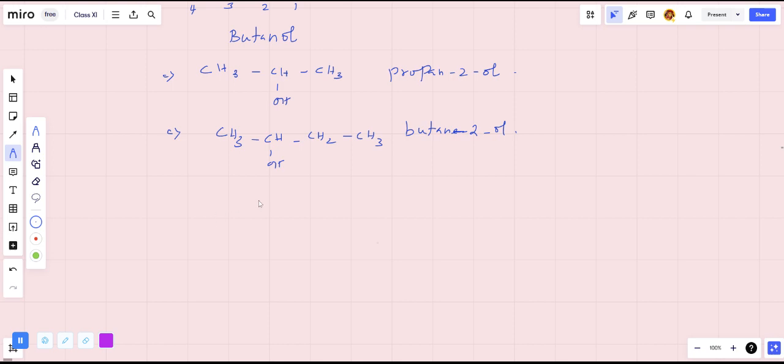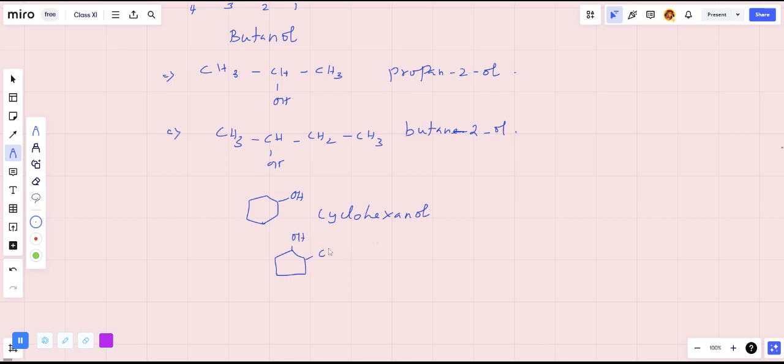For cyclic alcohol, if you take this cyclic hexane, and OH is attached to this, it's cyclohexanol. If it is like this, this is cyclopentane.